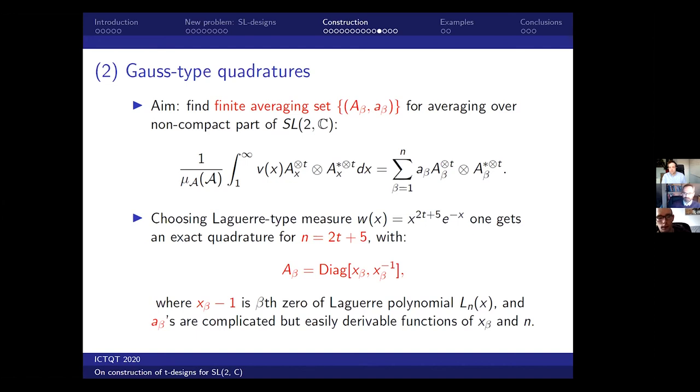So the main point is that these quadratures are exact, which means that the integral can be changed into a finite summation for orthogonal polynomials up to some degree, and this t is related to the highest degree we consider for this polynomial, so it should be linear, I guess.